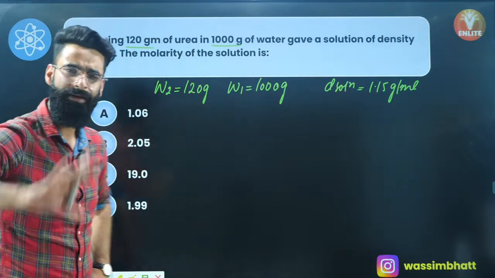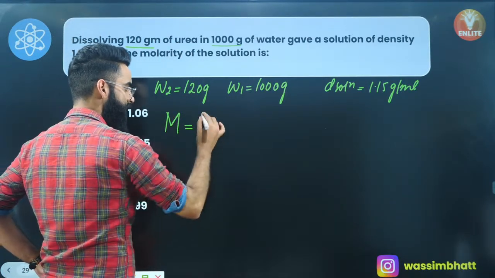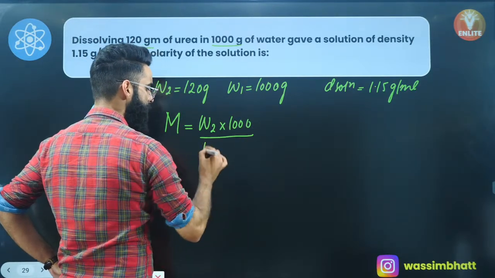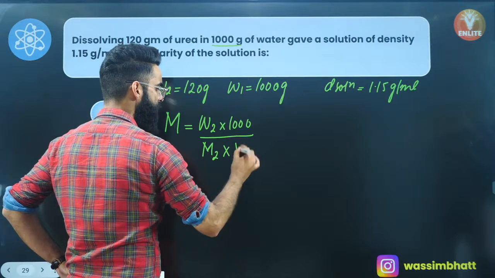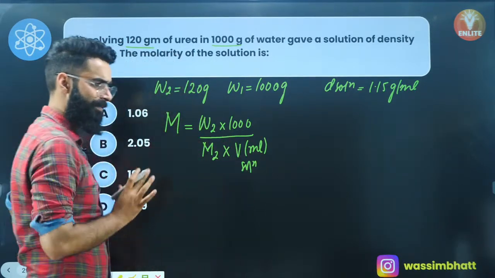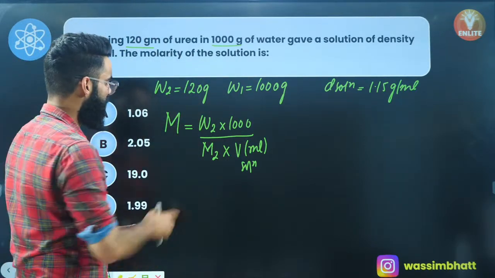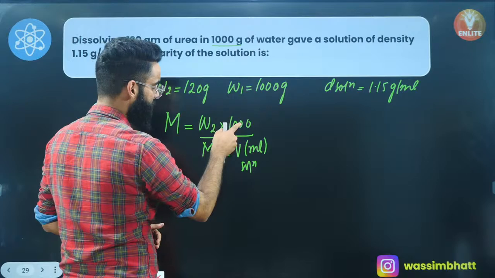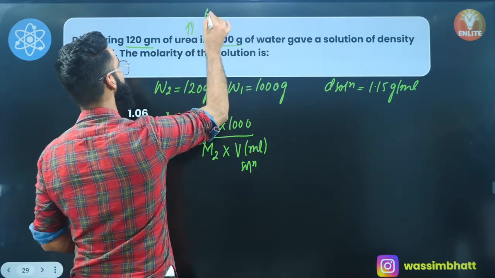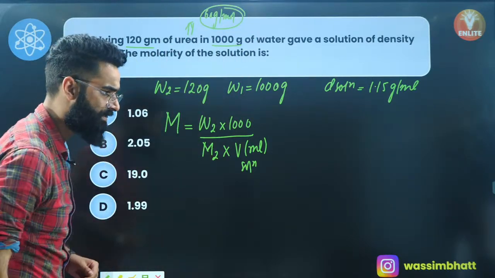How do I do it? Simple. There is one result which I would want you guys to remember. Molarity of the solution is equal to mass of solute in grams multiplied by 1000 divided by molar mass of solute multiplied by volume of solution in milliliters. This is one of the results by means of which you can calculate molarity of the solution, right? Now have a look. Mass of solute is given to me, multiplied with 1000. Do remember, molar mass of urea, NH2CONH2, is 60 grams per mole, right?